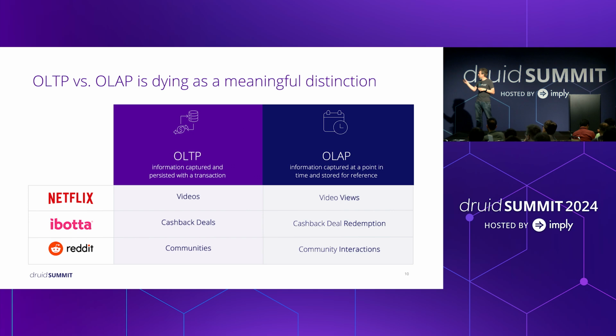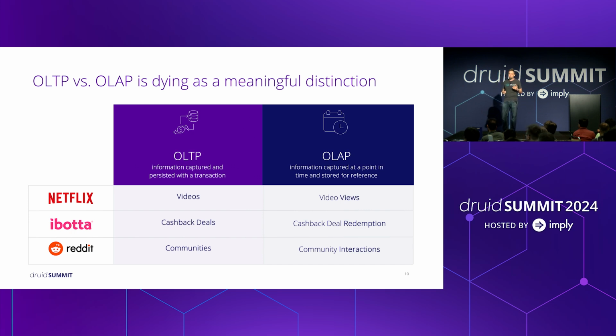I'm not sure if you're noticing, but there's a separation that actually goes back to English grammar between these two. Fundamentally, the things in the OLTP system are all nouns. It's the video, it's the cashback deal, it's the community. The things in the OLAP system are all verbs. It's the redemption, it's the view of the video, it's the interaction. They're all actions and activities happening in the real world. And this is where the separation that OLTP and OLAP pointed to still exists.